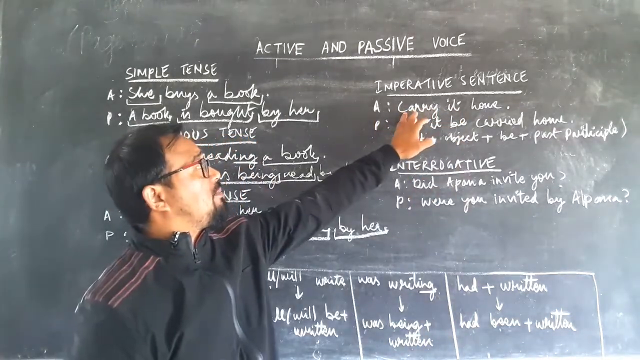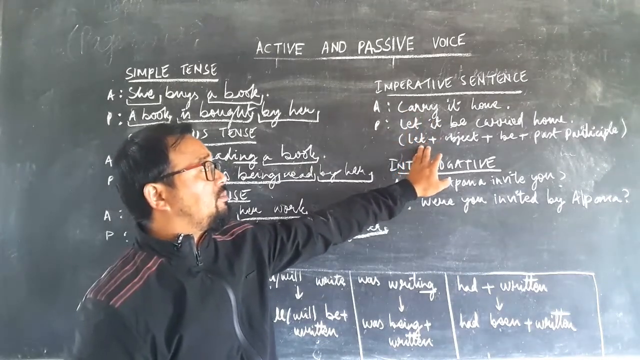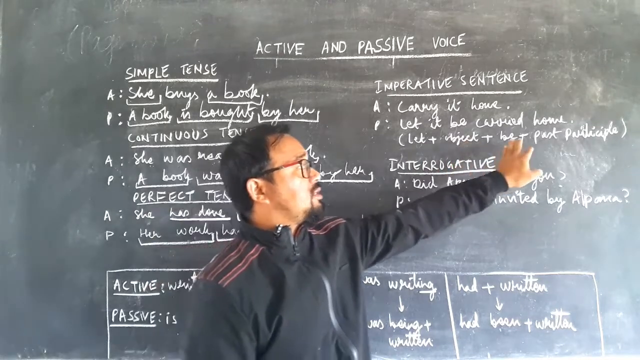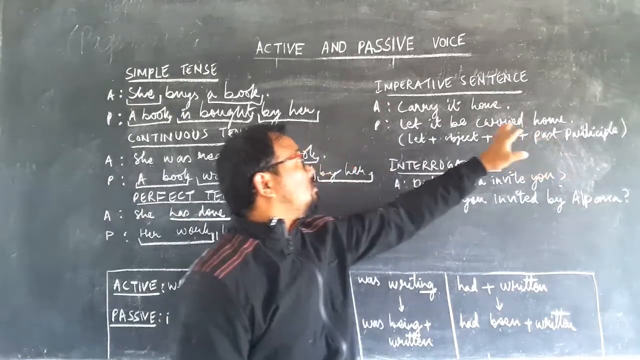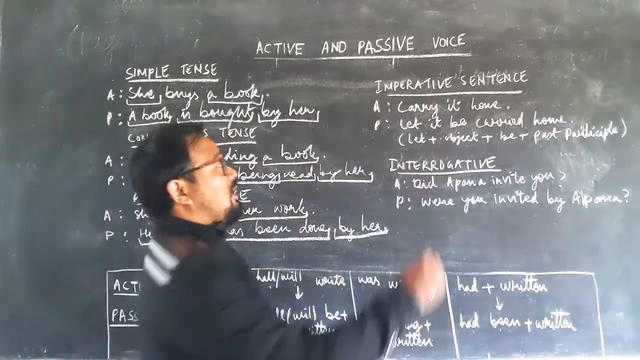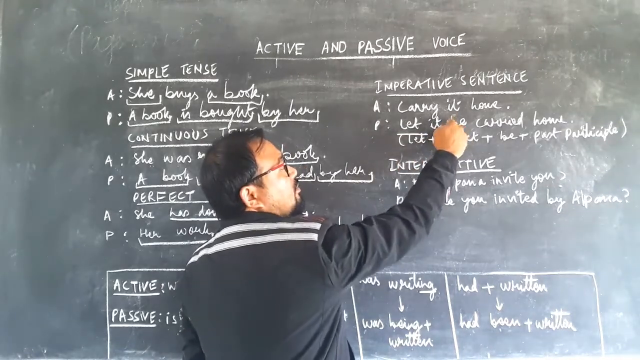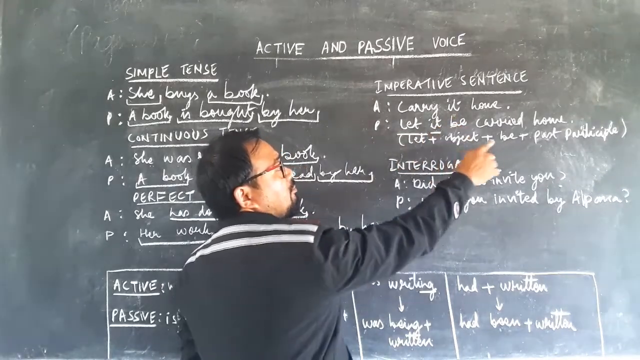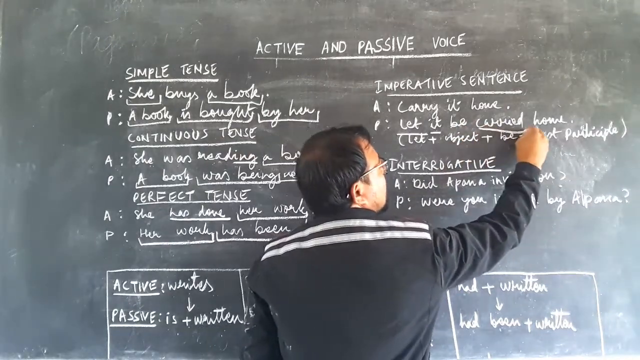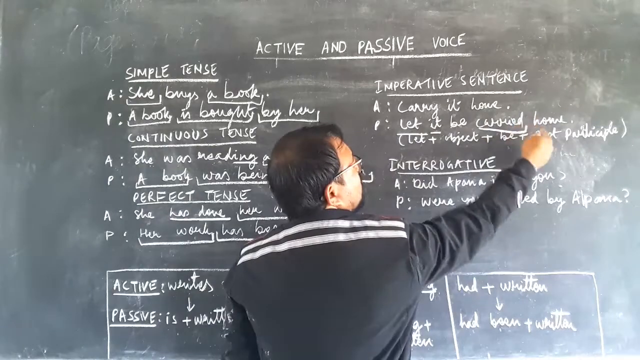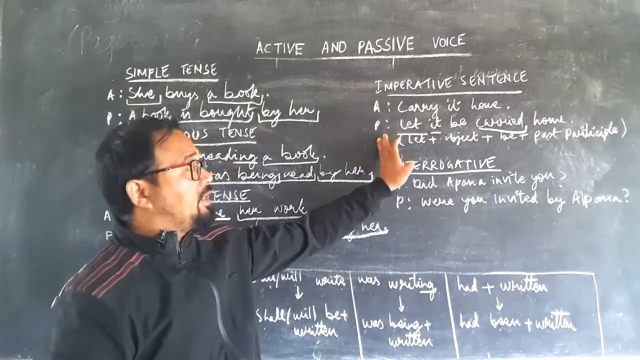So wherever you see an imperative sentence, you need to apply this formula: let plus object plus be plus past participle form of the verb. Applying this formula, see, let is added here, it is the object, so let it is here, be, and the past participle form of the verb is carried home. Let it be carried home. So this is also a very simple way you can do it.